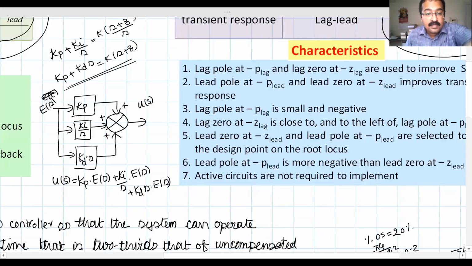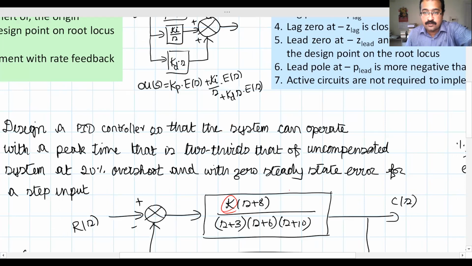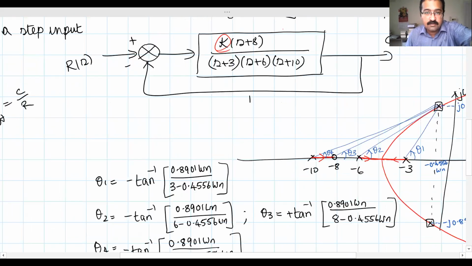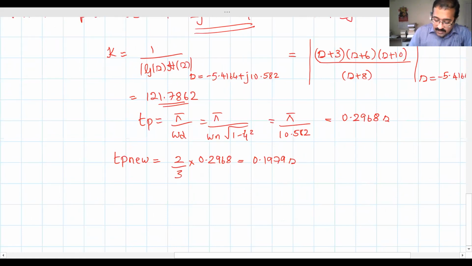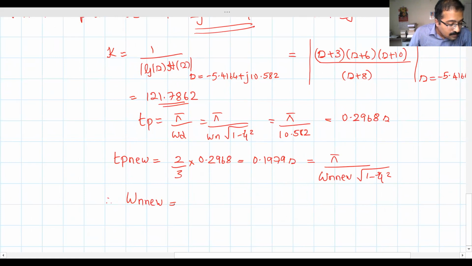See here, what is given? At 20% overshoot. Overshoot doesn't change. Overshoot does not change means zeta is constant. Okay. So zeta is same at 0.4556. So this should be equal to pi by omega n new into root of 1 minus zeta square. Zeta value same 0.4556. So that means you can calculate what should be your new omega n value. Omega n new value will be 17.8328 radians per second. Okay, so this is omega n new.